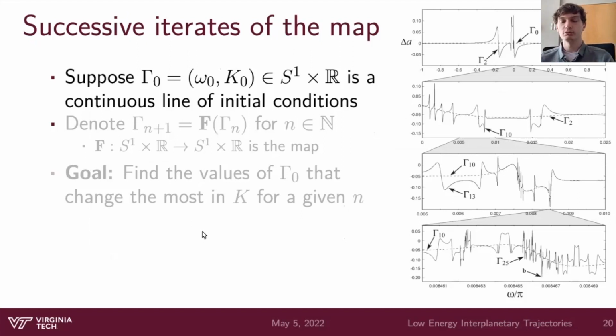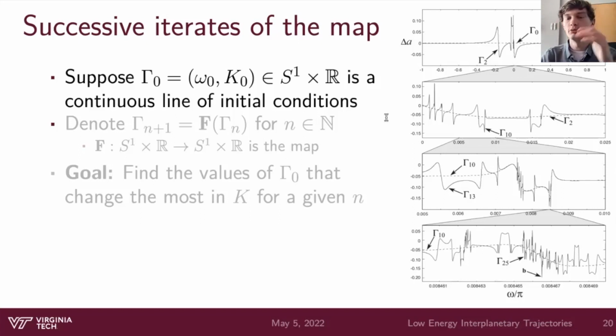And to illustrate what this might look like, we're going to consider a continuous line of initial conditions that we call gamma 0. So looking at the graph on the right, we're taking initial conditions in our argument of periapse and our energy, and we're plotting the change in semi-major axis. So we just remember that semi-major axis A and our energy are simply inversely related. So it's fine to switch between the two. So gamma 0 corresponds to this very straight, flat, dashed curve.